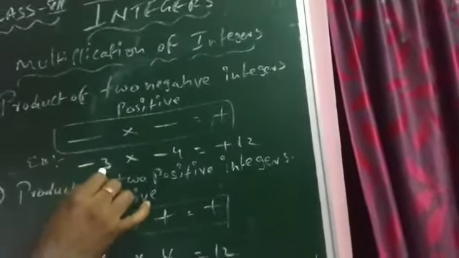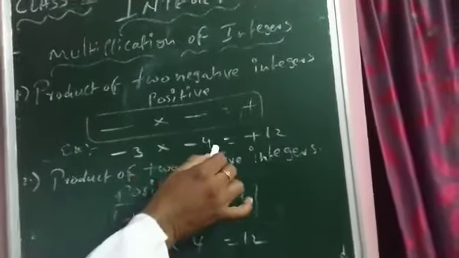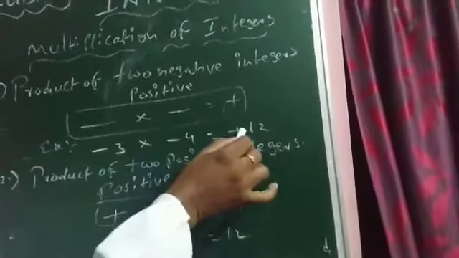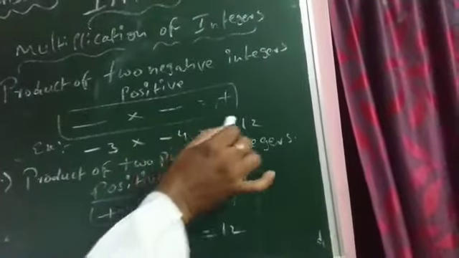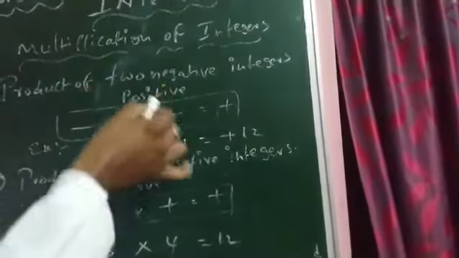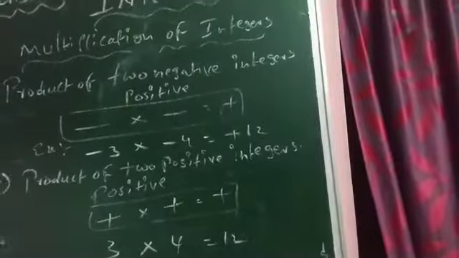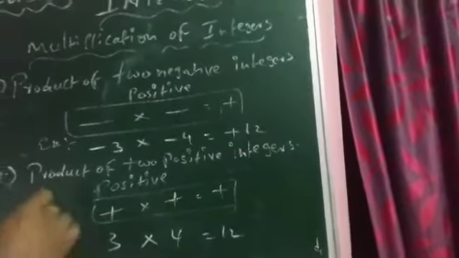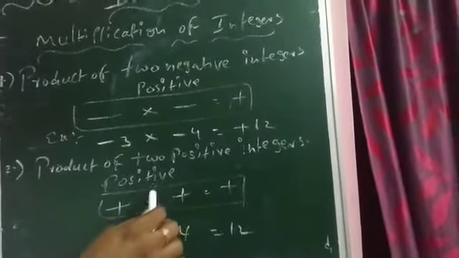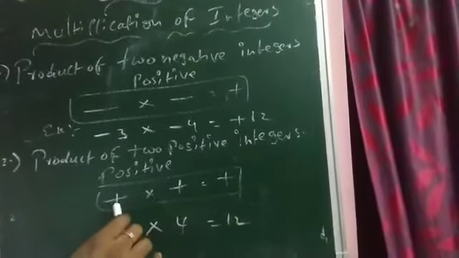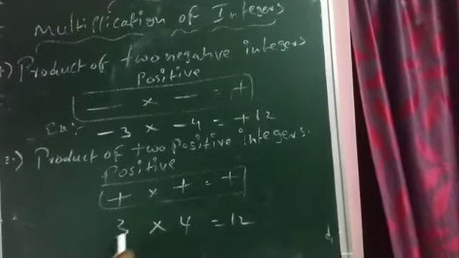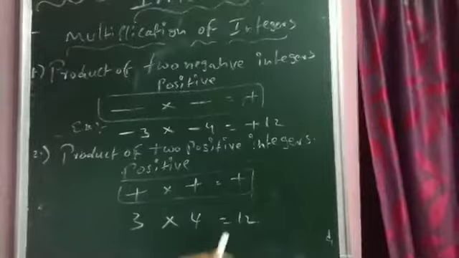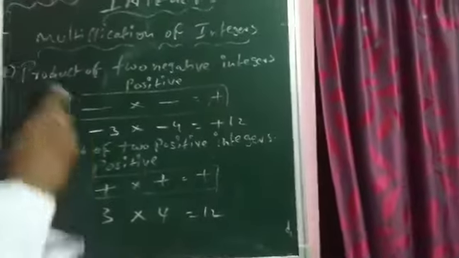Observe it. Minus 3 into minus 4. Minus into minus, positive. 3 4s are 12. That is why when you multiply two negative integers, that value is a positive integer. The product of two positive integers is positive. Positive into positive, positive only. 3 into 4, 12.